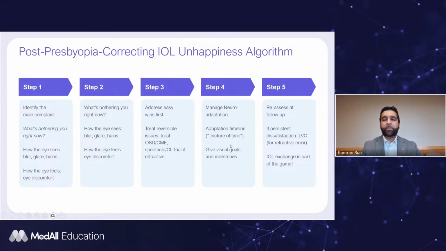Step 4, manage neuroadaptation. This is where we can use the tincture of time, give visual goals and milestones. And step 5 is to reassess at follow-up. If the patient has persistent dissatisfaction or refractive error, that's where laser vision correction can help. But otherwise, IOL exchange, for better or for worse, is part of the game.